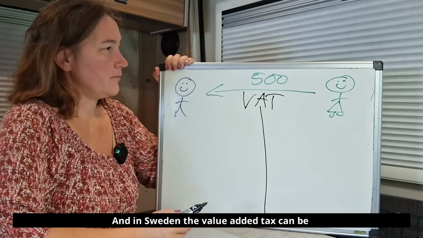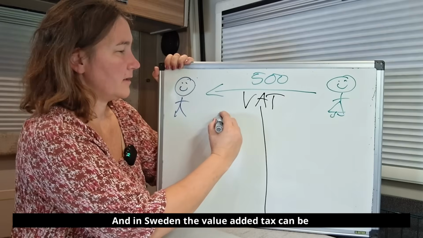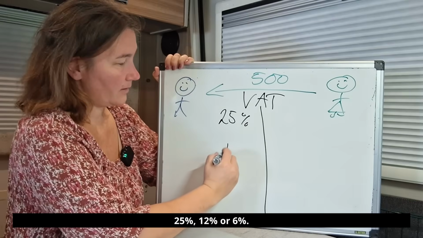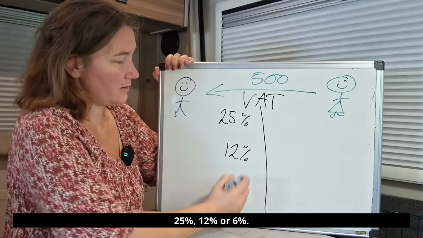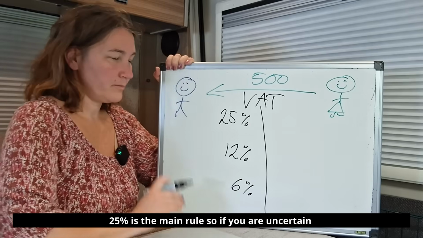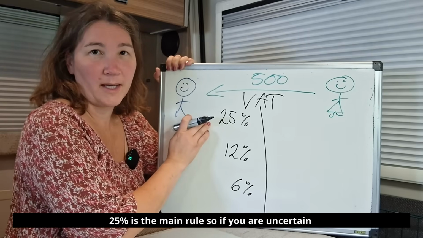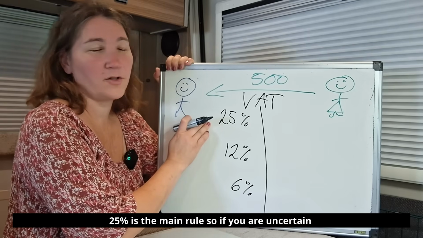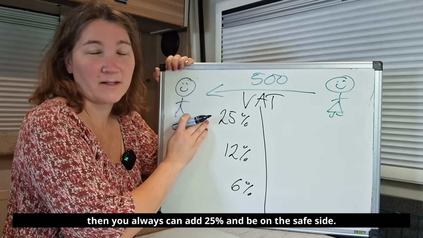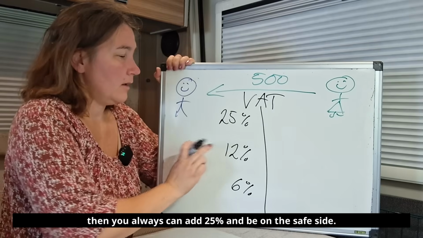And in Sweden, the value added tax can be 25%, 12%, or 6%. 25% is the main rule. So if you are uncertain what to add, you can always add 25%, and then you will be on the safe side.